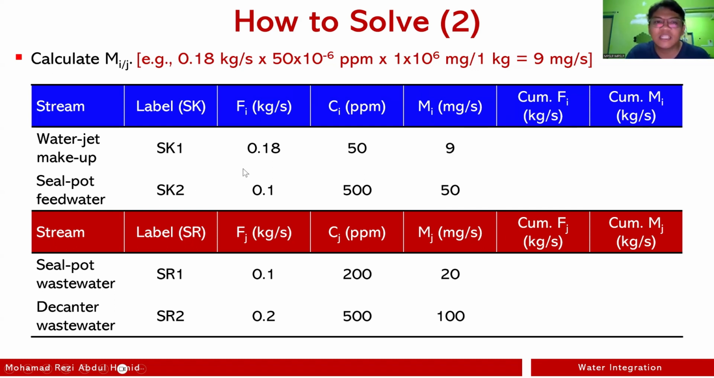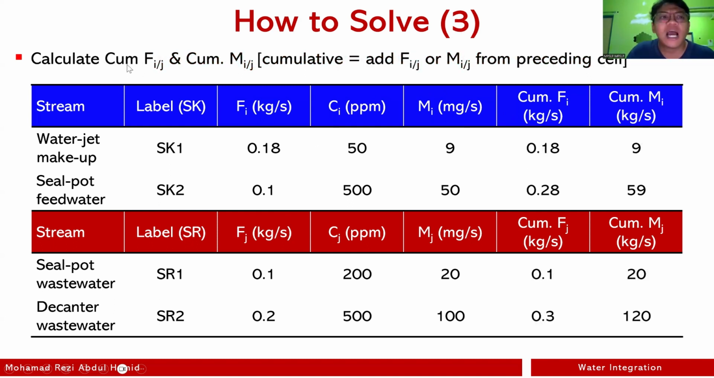So 9 is basically this multiplied by this. 50 is basically this multiplied by this. 0.1 is basically this multiplied by this. No, 20 is basically 0.1 times 200. 100 is basically 0.2 multiplied by 5. It's quite simple, but you have to check your units. You have to be very careful. For example, if you have PPB, parts per billion, or something else, then you have to use the correct conversion factor.